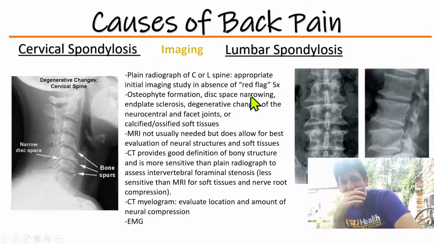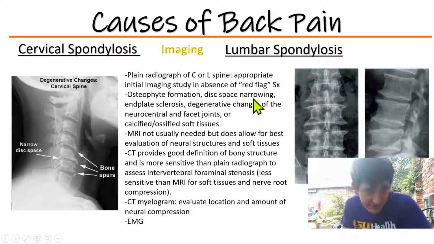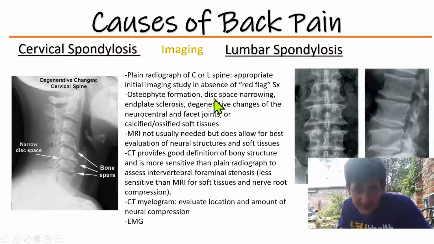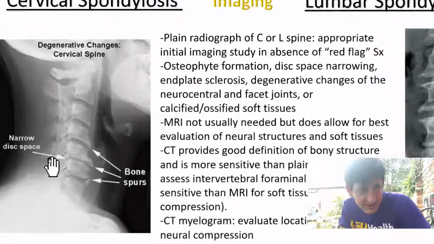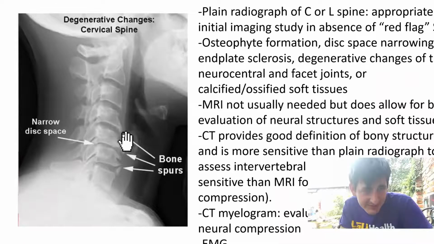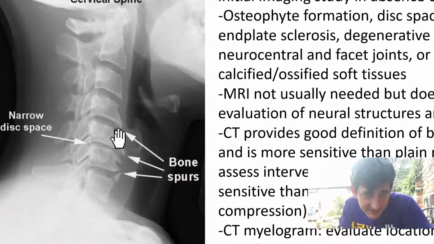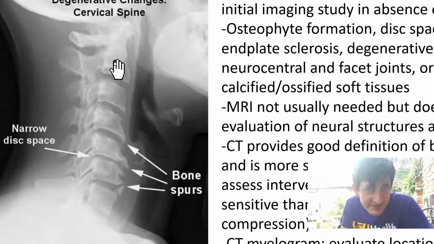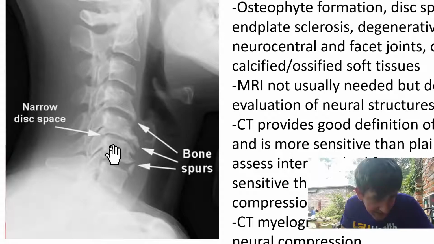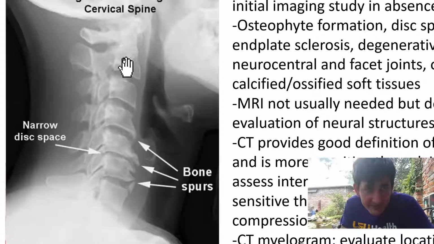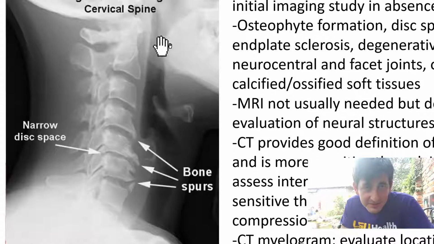But in absence of a red flag symptom, because then you want to pursue MRI first, right? But you can see osteophyte formation, disc space narrowing, end-plate sclerosis, degenerative changes of the uncovertebral and facet joints, or calcified ossified soft tissues. So here's a degenerative C-spine. You can see some bone spurs, these anterior little growths off of the vertebral bodies. And then you can see a narrow disc space right here at what? This is C2, C3, C4, C5, C6, I think. So C5, C6. I believe this is C7, but I might be wrong. I think this is the axis and atlas up here.